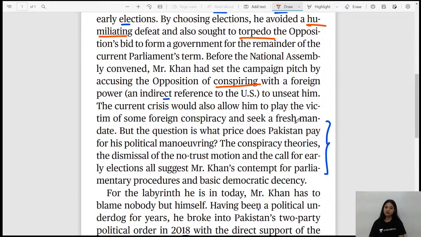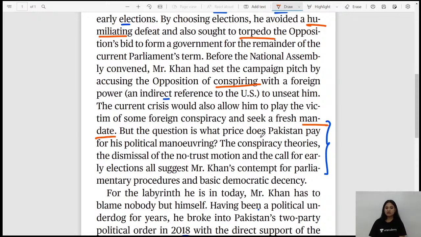तो a fresh mandate, मैंडेट usually हम इलेक्शंस के रिजल्ट को बोलते हैं. Mandate is usually the outcome of a result, और you can say जब लोग वोट करते हैं तो लोगों की आवाज, लोगों ने जिसको चुना वो मैंडेट हो जाता है. So a fresh mandate मतलब fresh elections.